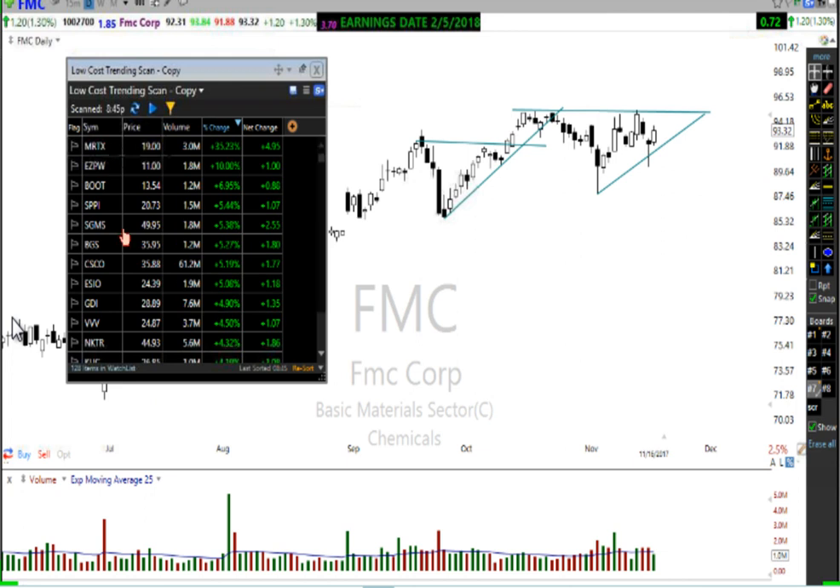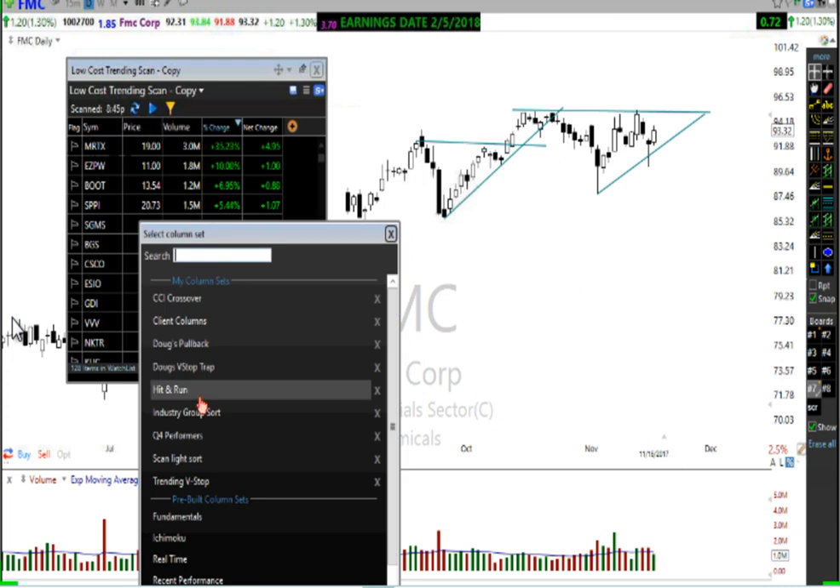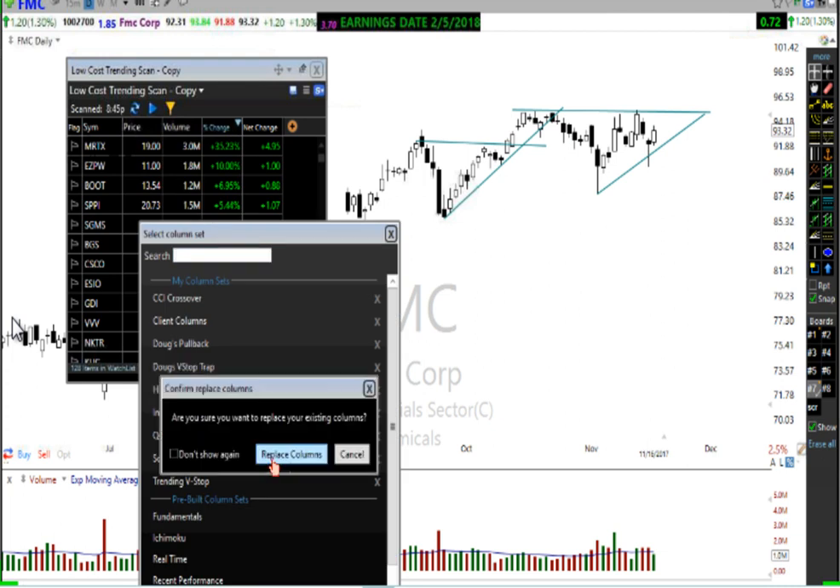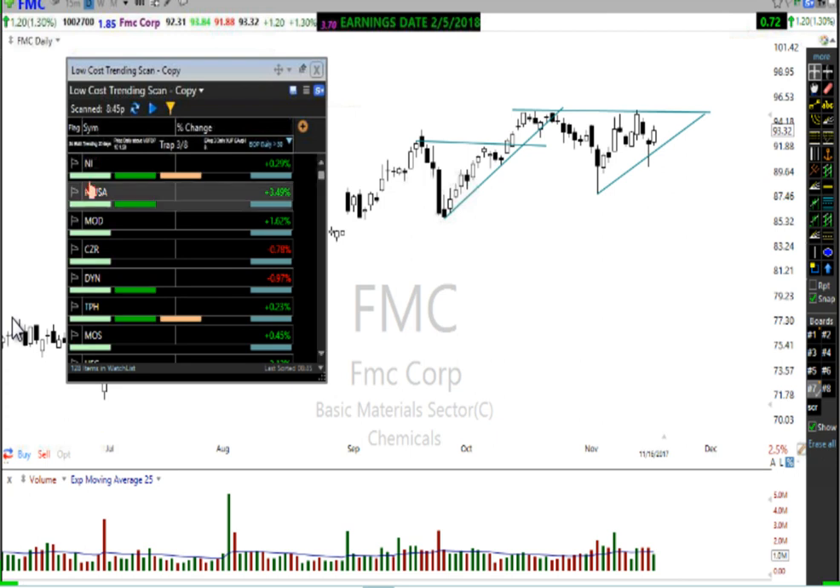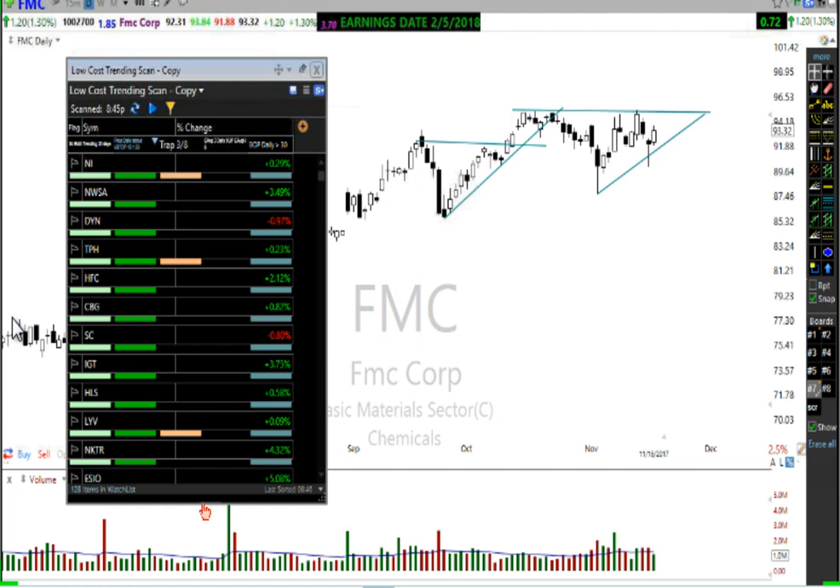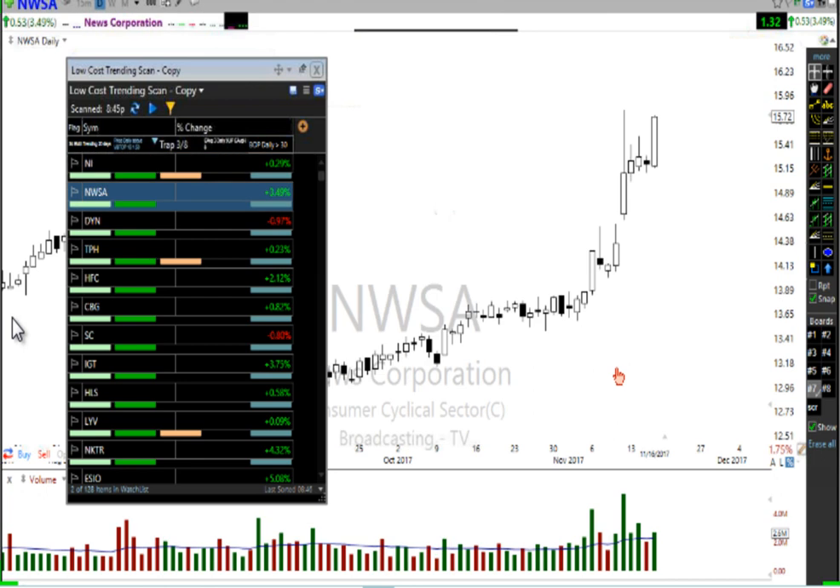And then what I do is I change out these columns, and I have my own custom columns that I use that have those sorts in here. So I'm going to put those custom columns on there, and then I'm just going to take this entire scan. You can see it's got 128 stocks. I'm going to sort this real quick by stocks that are trending 20 days and that are above the volatility stop. And I'm going to start flipping down through here and see if we find a trade.